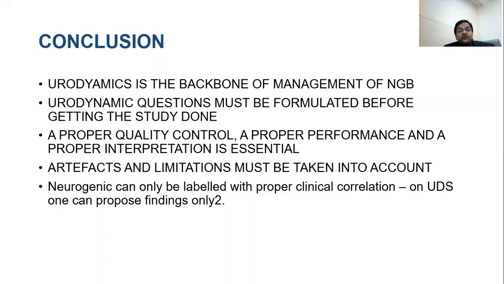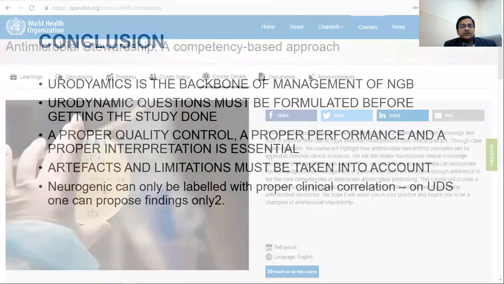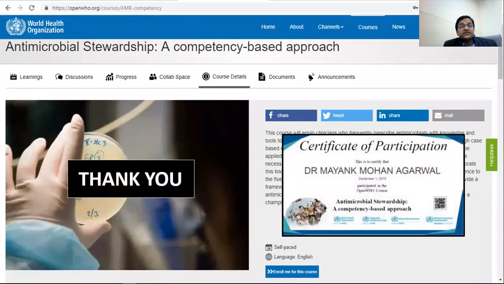And lastly, we cannot label a bladder neurogenic bladder. There is no diagnosis neurogenic bladder. Neurogenic bladder is basically bladder bowel dysfunction because of a neurogenic condition. So neurogenic can only be labeled with proper clinical correlation. On urodynamics, you can only propose findings, not label as neurogenic or non-neurogenic. So thank you very much for patient listening.